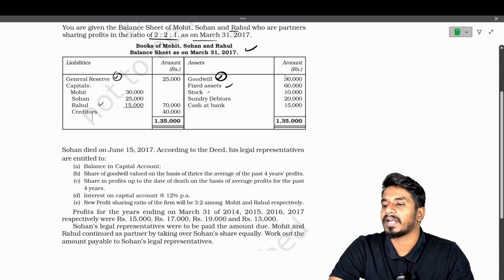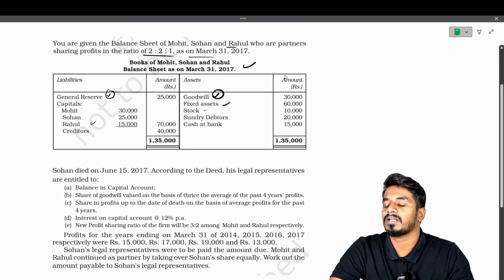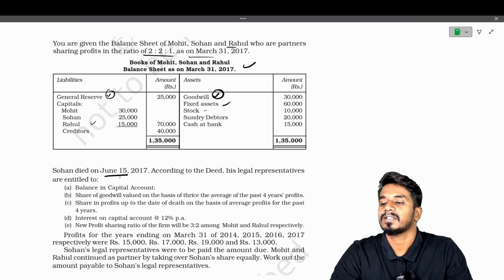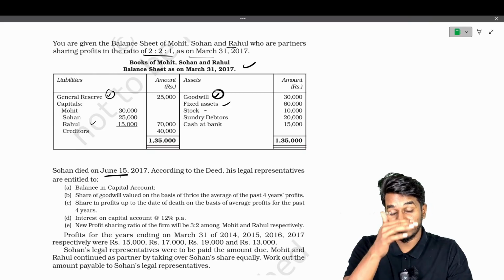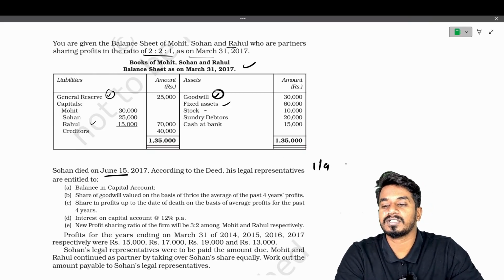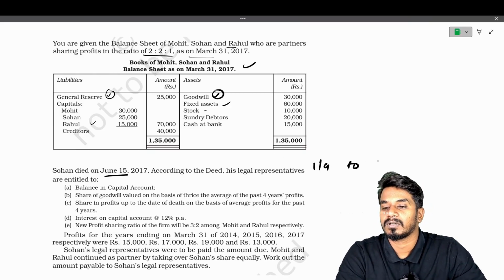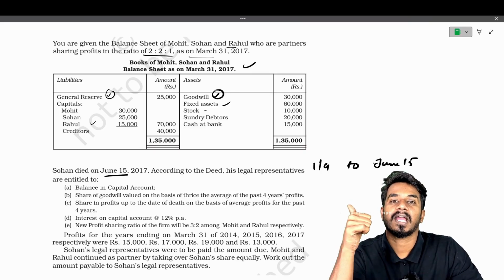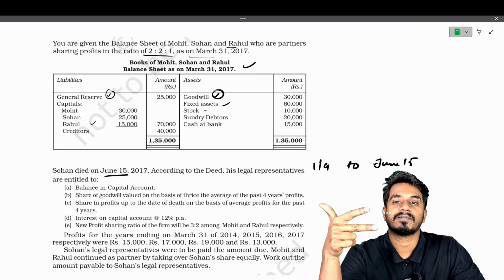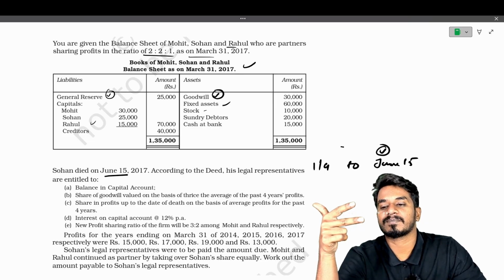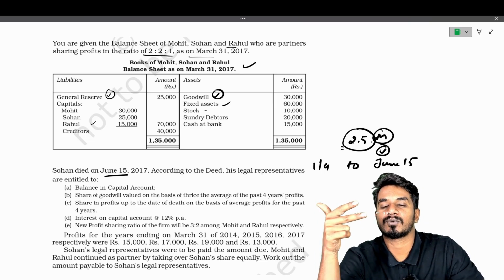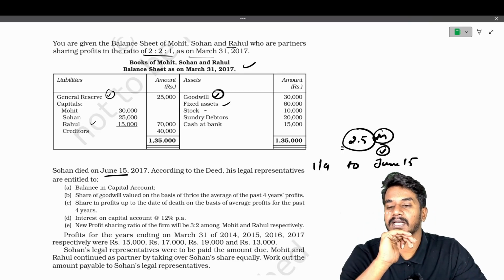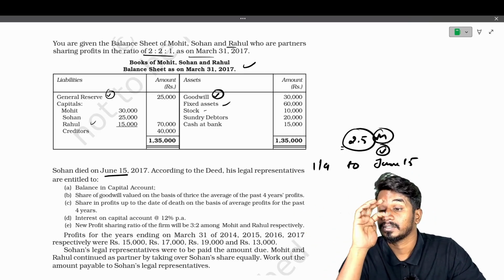So let us see who died. Sohan died on June 15, which means the year starts on 1st April, correct? So 1st April to June 15. How many months are there? April, May, June, and mid of June means 2.5 months. He was in the firm for 2.5 months. So we have to calculate profits accordingly, right?